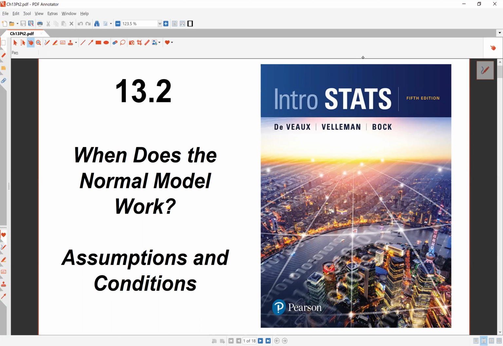We're still busy with chapter 13. And if you remember from our last class, we started talking about the sampling distribution of a sample proportion. And specifically, we talked about how the normal model can be applied in that. So we're digging a little bit deeper today and trying to make more specific when the normal model can be applied to this context of working with a sample proportion.